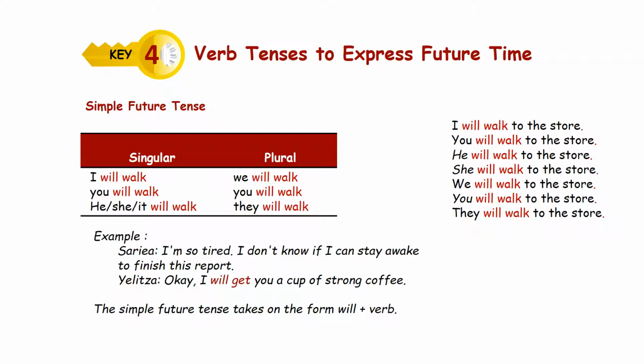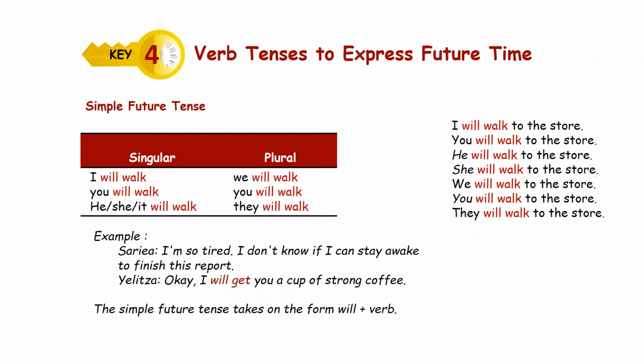So let's take a look at this. It's I will walk, you will walk, he will walk, we will walk, you and plural will walk, and they will walk. Elisa, why don't you practice the sentences?